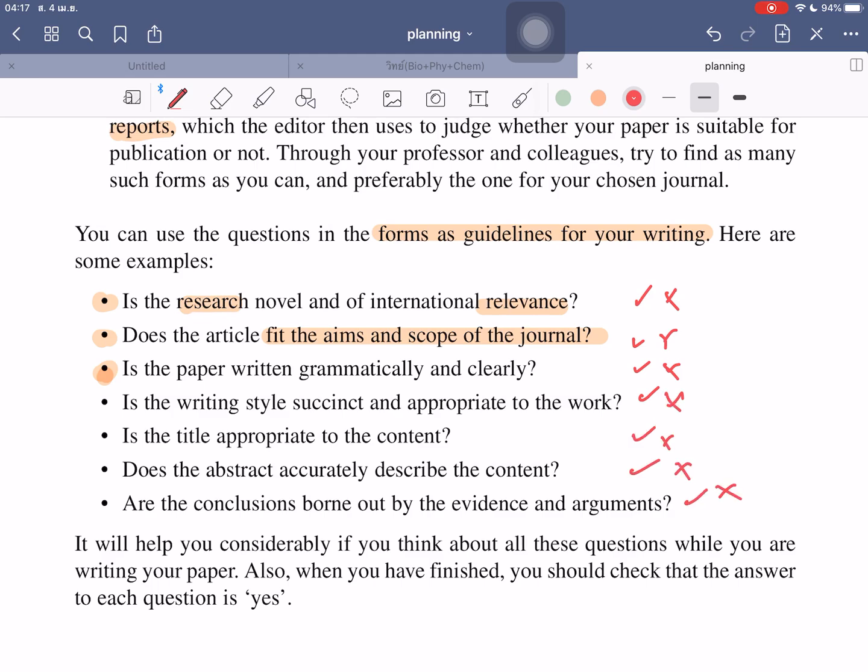Okay, and the parts grammatically and clearly when it writes. The next criteria is: is the writing style succinct and appropriate to the work? They look at writing style. Is the title appropriate to the content? Are the title and content appropriate to each other or not? Is the conclusion borne out, or does it have evidence and argument or not?